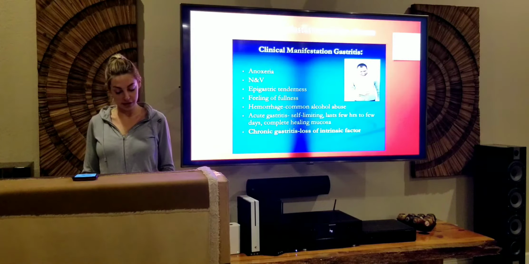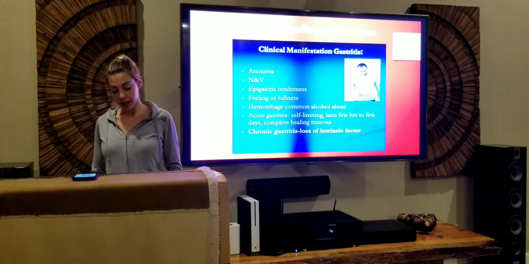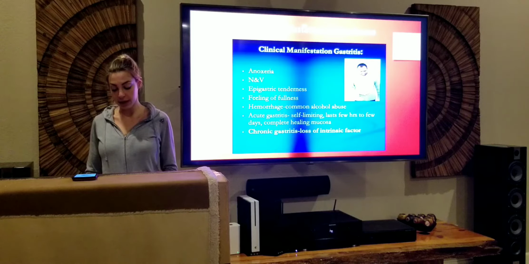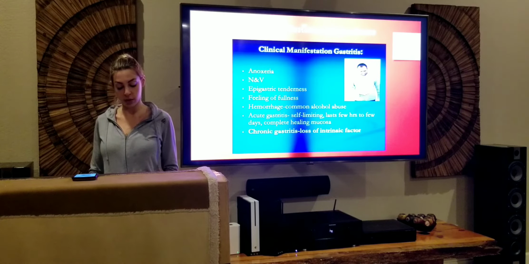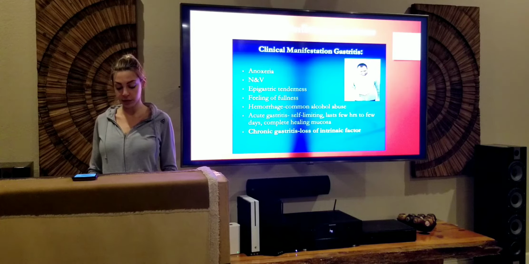Clinical manifestations of the disease. The symptoms of acute gastritis include anorexia, nausea, and vomiting, epigastric tenderness, and a feeling of fullness. Hemorrhage is commonly associated with alcohol abuse and at times is the only symptom. Manifestations of chronic gastritis are similar to those of acute.